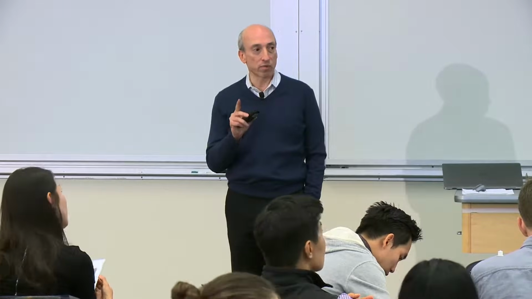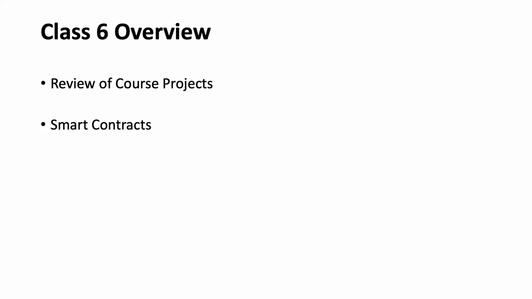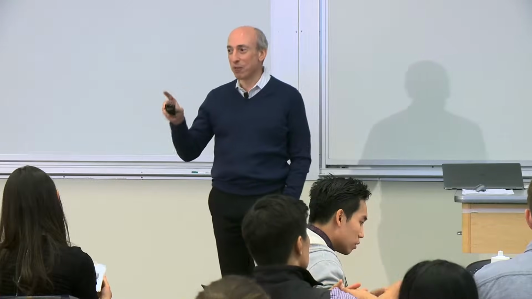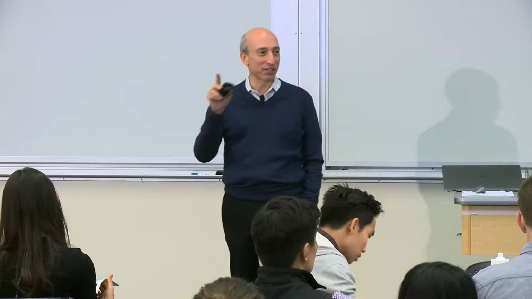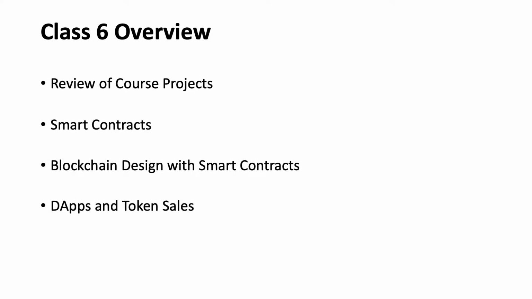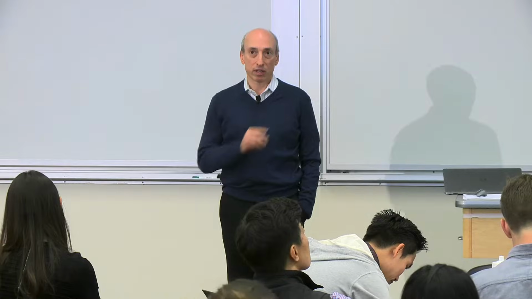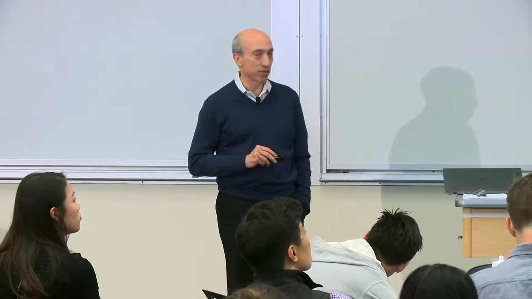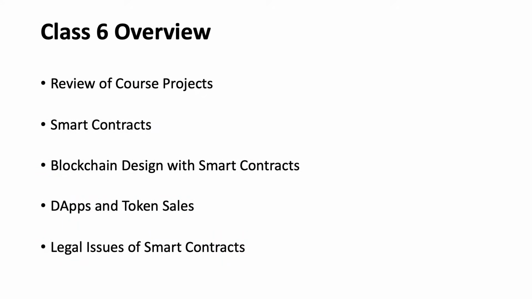And so, as I said, I want to start with a little administrative because we are on the 6th class. I'm going to review a bit about the projects very quickly. We're going to do smart contracts, the design, what design features. Yes, we're going to go back a little bit to hash functions and Merkle trees, but not too much. DApps, which are basically decentralized applications, and token sales. Larry's going to take us through legal issues, and then we'll sum it all up.